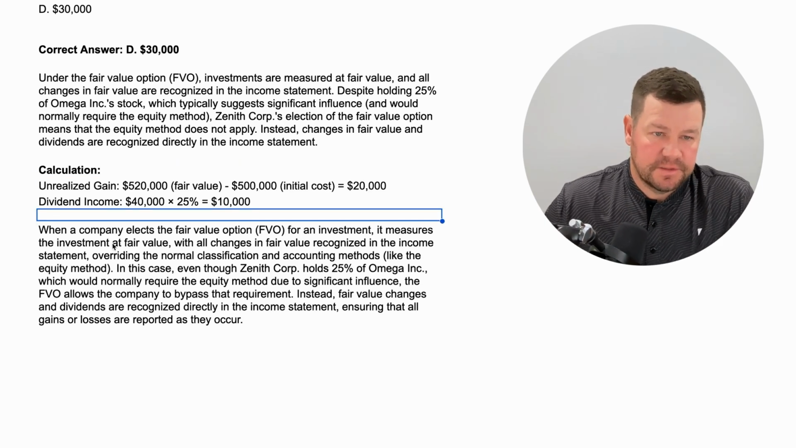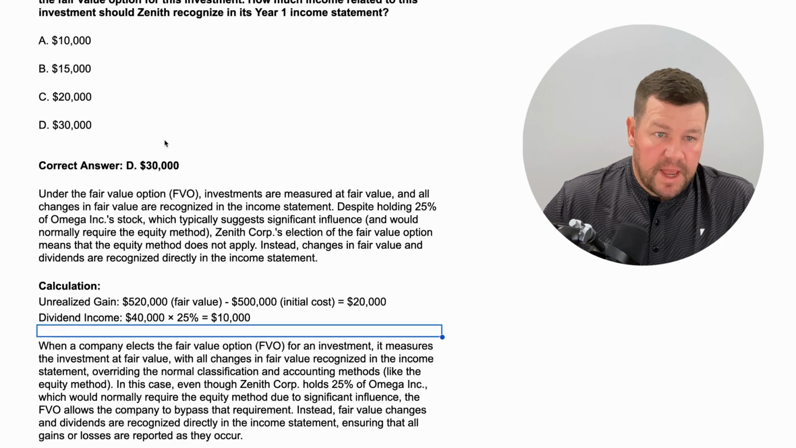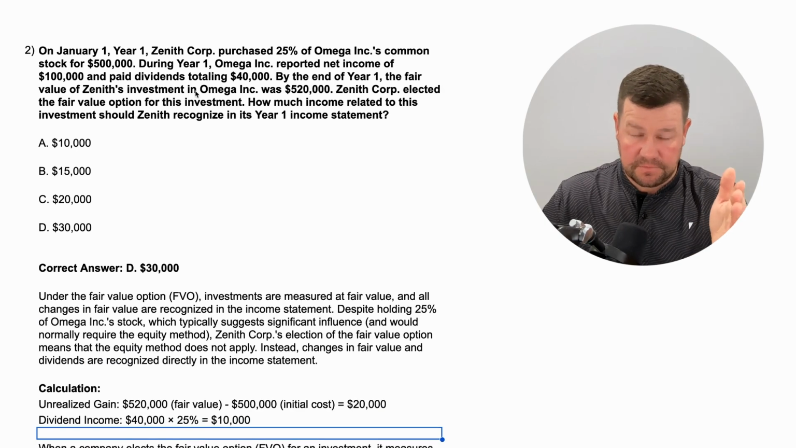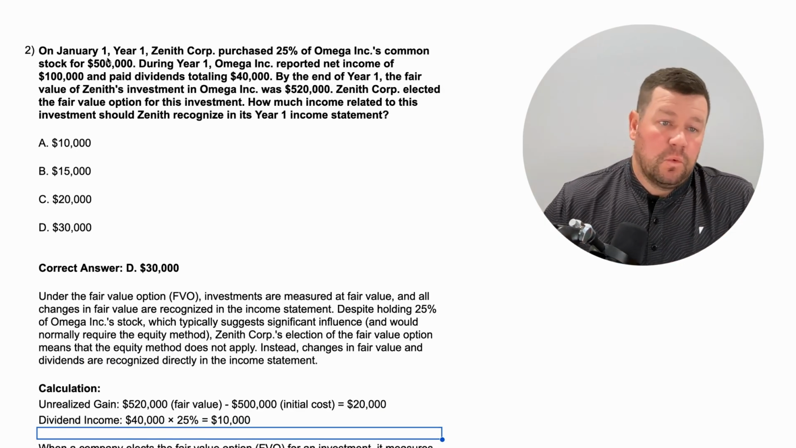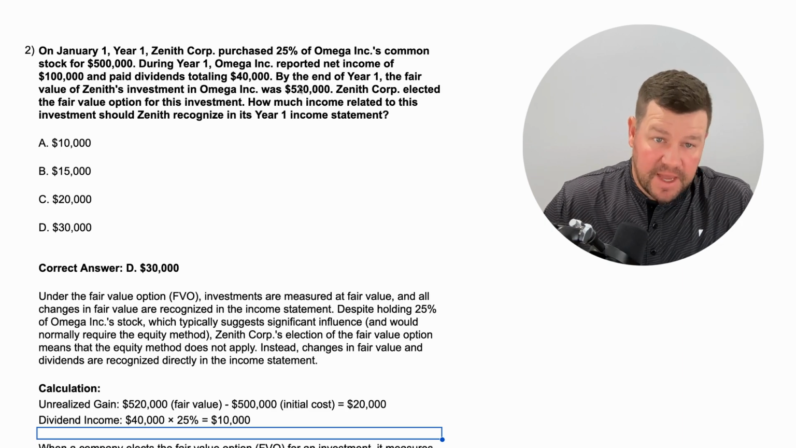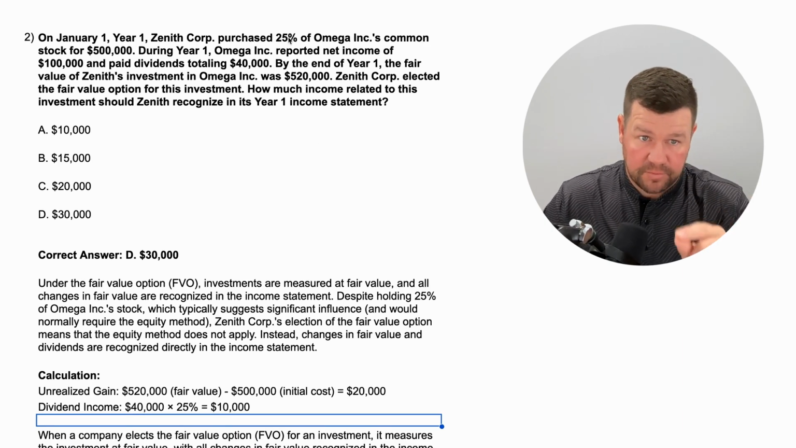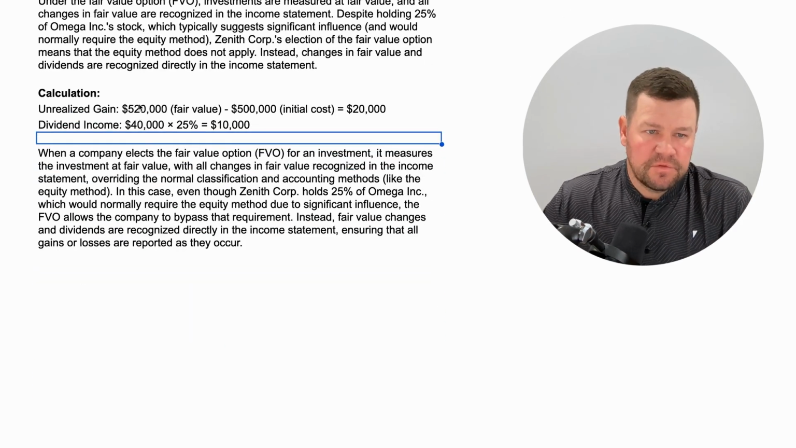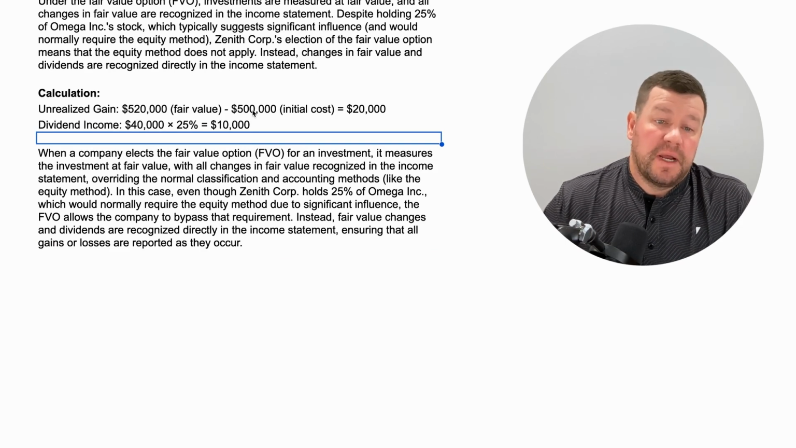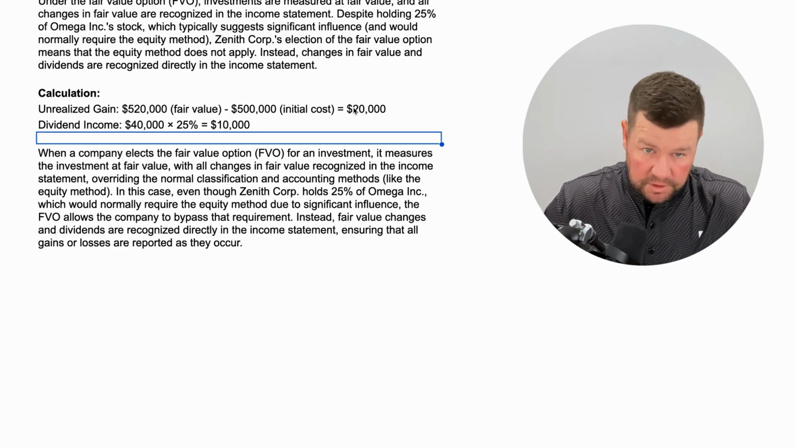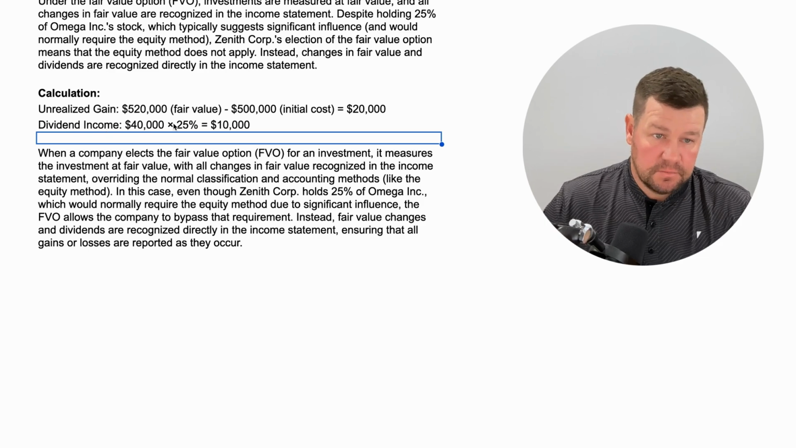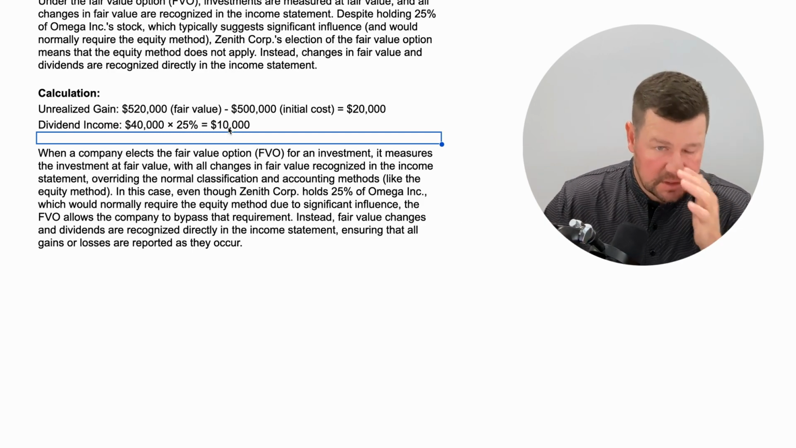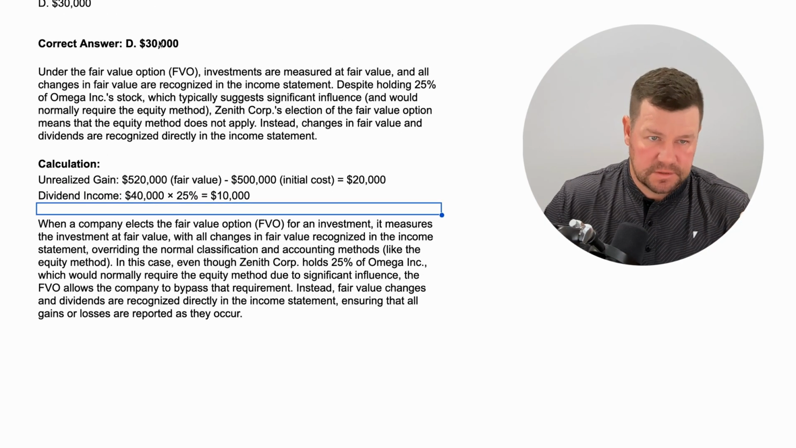So for the calculation, this is pretty simple. We have the $520,000 by the end of the year. That's what the investment was valued at. We started at $500,000, so we have that $20,000, and then 25% of the $40,000 of dividends. So you have the $520,000 of fair value minus the initial cost of $500,000, $20,000, plus the dividend income. 25%, or 1/4, of $40,000 is $10,000. So we have $30,000, which was the answer D.